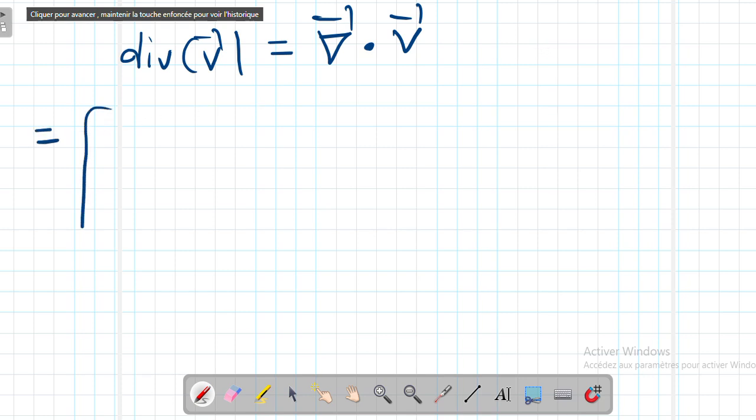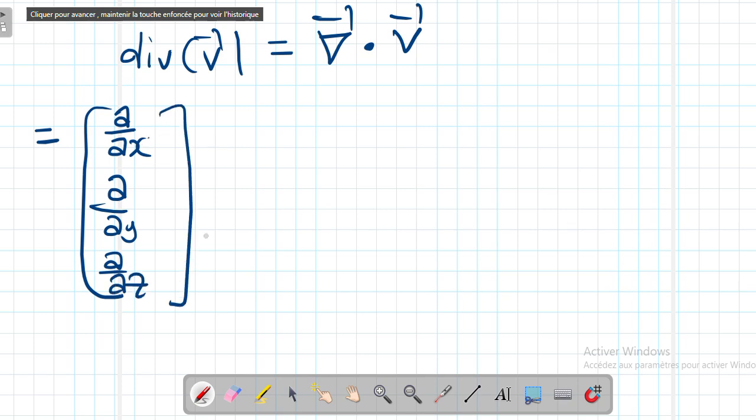You have to know what nabla is. This is why I told you to memorize. If you can't understand, memorize nabla in each coordinate system. So in the Cartesian coordinate system, it's very simple. Then you put a dot, then the vector v. Suppose the vector v also has different components.